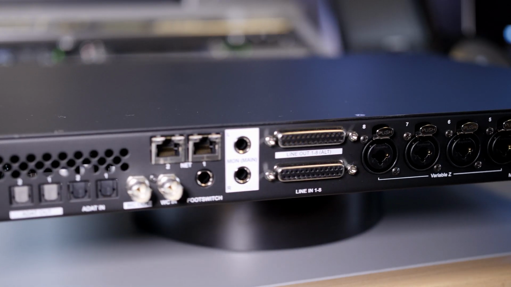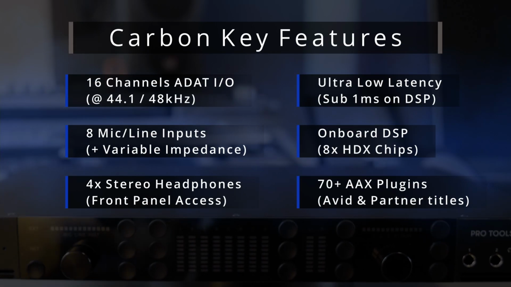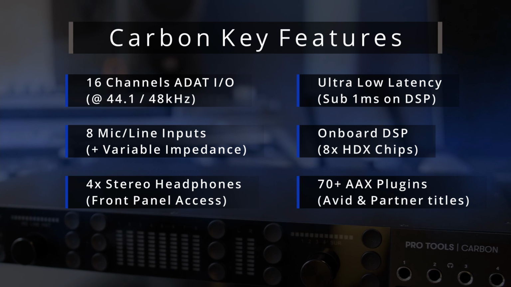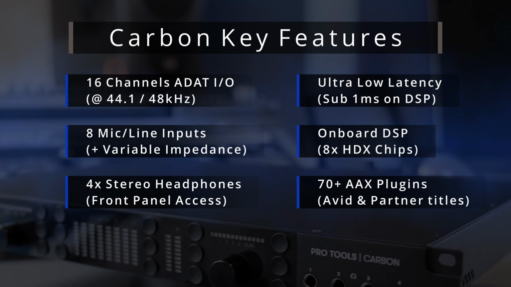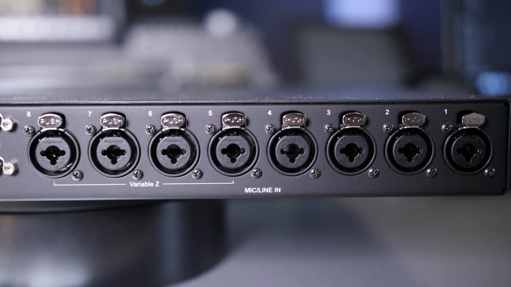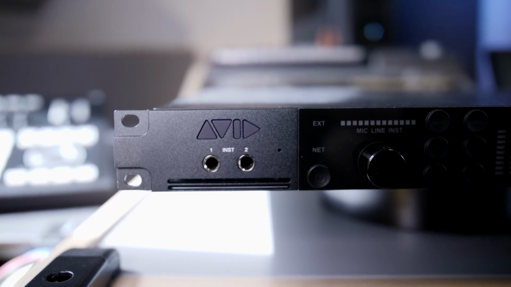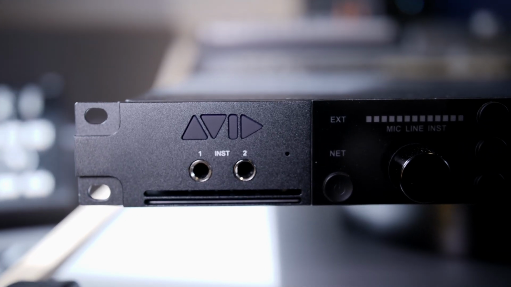Headline features of the Carbon include 8 HDX chips, ultra-low latency operation, a whole host of inputs and outputs, and some great bundled software. So let's break these down and get into it. So first of all, let's take a look at specifications and I/O. From the top, we've got 8 analog ins. These can be any combination of line in, 8 mic preamps, or 2 Hi-Z inputs accessed from the front panel.